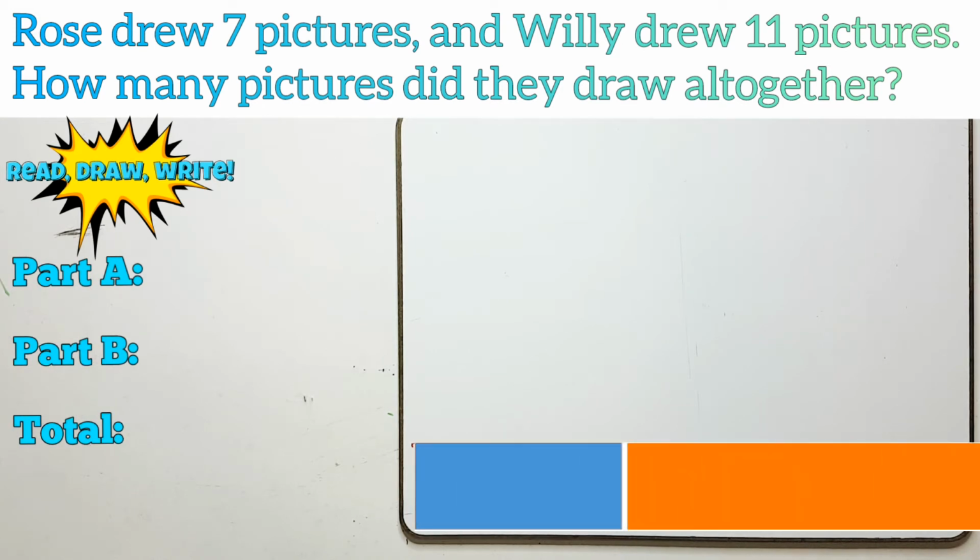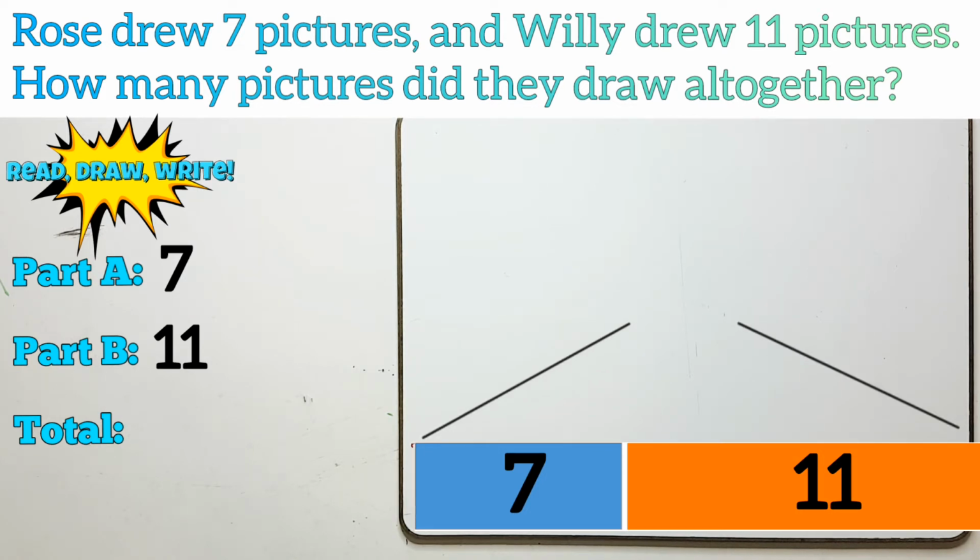If Rose drew 7 and Willie drew 11, those are the parts. Let's call them part A and part B. And then the question, how many pictures did they draw all together? This word, all together, is my clue. They are asking me for the total. The total is my mystery number. So now I'm going to draw my tape diagram.